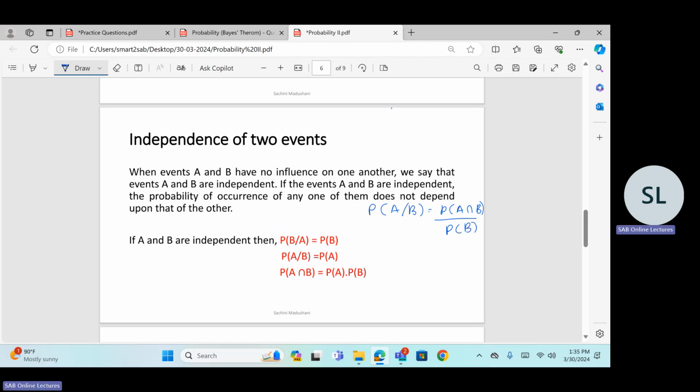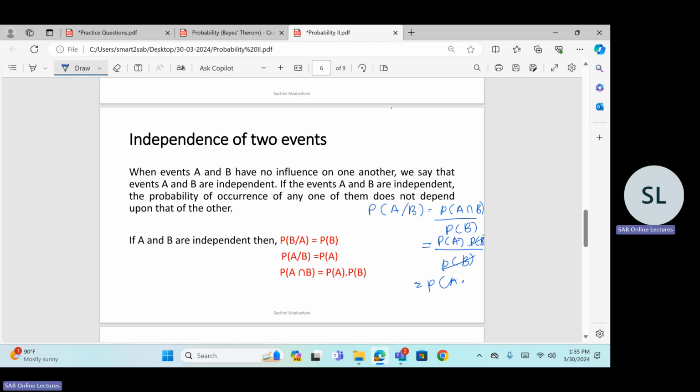Okay? Then think A and B are independent. How to get the intersection? P(A) into P(B). Then we can write P(A) into P(B) divided by P(B). Okay. Now what happened? We can cancel this P(B) with this P(B). What is the answer? P(A).